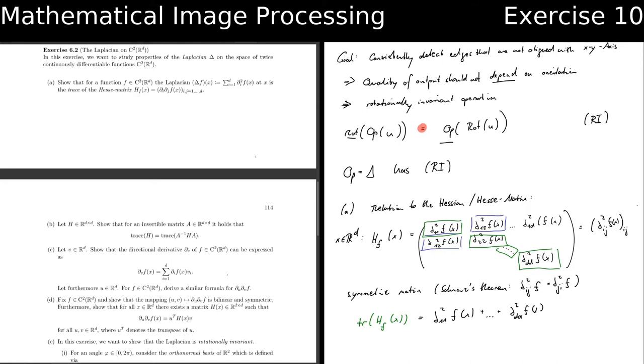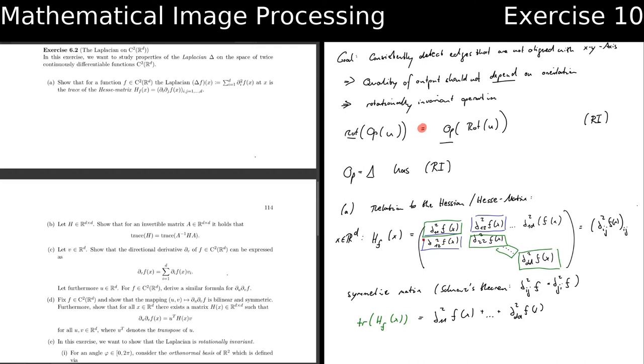On the right-hand side, we see the Hesse matrix of a function f at position x of R^d. It consists of all second-order derivatives of the function f. So, in the upper left corner, we take the second derivative twice with respect to direction 1. Then, in the second column, we take the first derivative with respect to the first direction and then to the second direction. And we continue this until the dth column, where we take the first derivative with respect to the first direction and then with respect to the d direction.